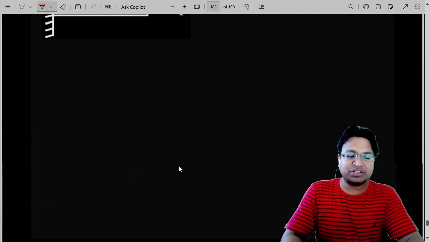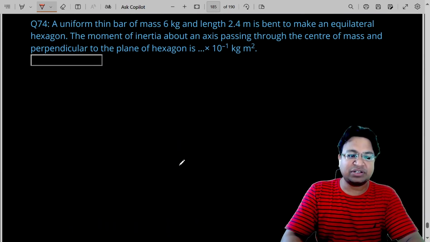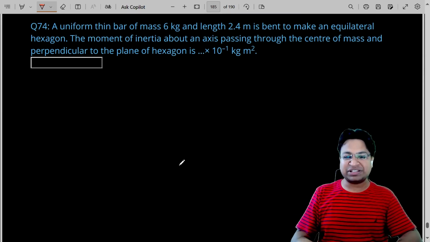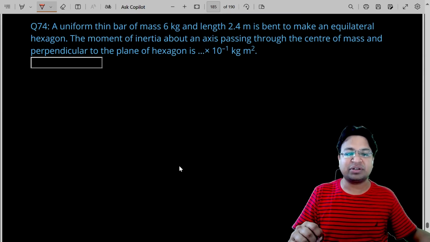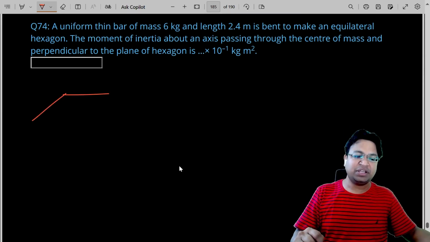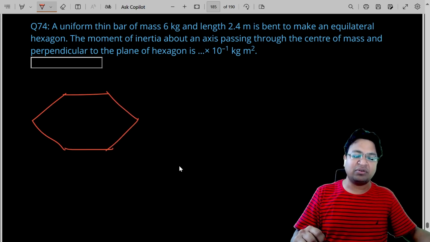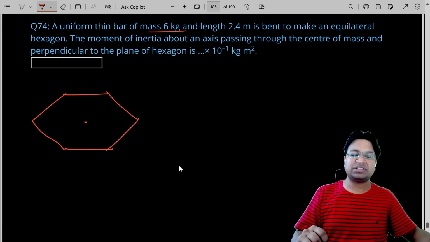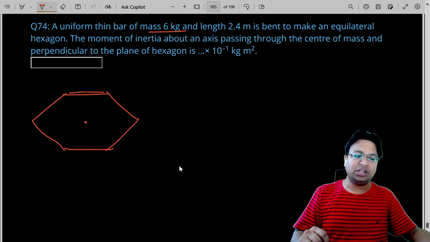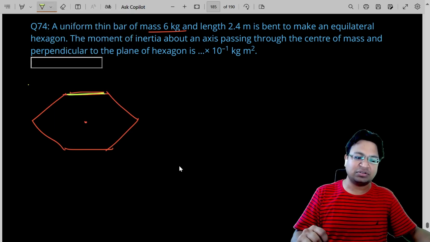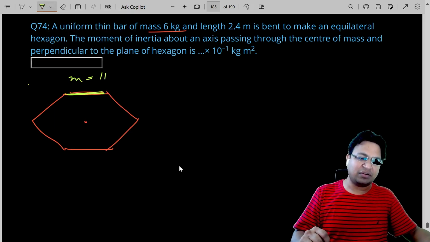Okay. Now that brings us to the next question, which is question number 74. It says a uniform thin bar of mass 6 kg and length is bent to make an equilateral hexagon, the moment of inertia. So we are getting a regular hexagon like this. The mass is 6 kg. If I think only about one of the sides, this side has a mass of 1 kg and this side will have a length of 0.4 meter.